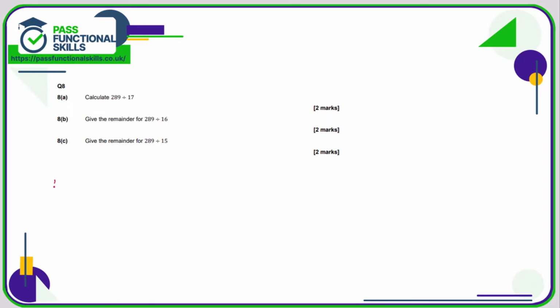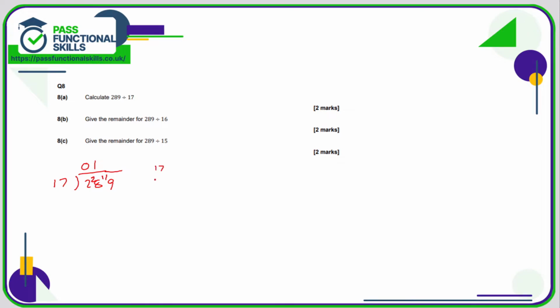289 divided by 17. Okay, let's see how we go here. So 2 divided by 17 is 0, remainder 2. 28 divided by 17 is 1. 1 17 is 17, so that is a remainder of 11. So we now need to do 119 divided by 17, but that's going to be a problem. So we're going to have to work out our 17 times table.